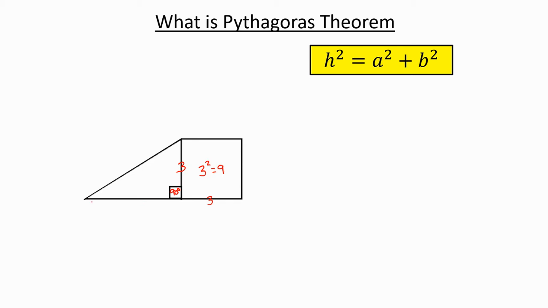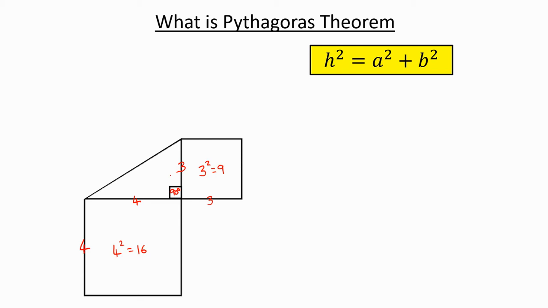And then if we think about this side here, let's imagine that that's a length of 4 on the side. If this is a length of 4 and we built a 4 by 4 square off it, then the area of this would be 16.